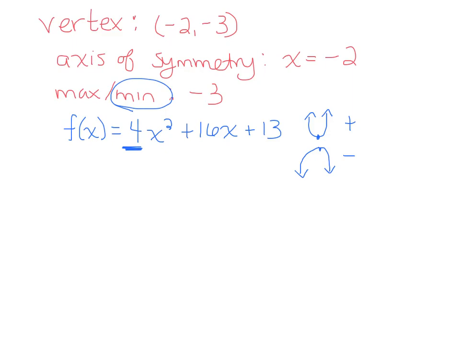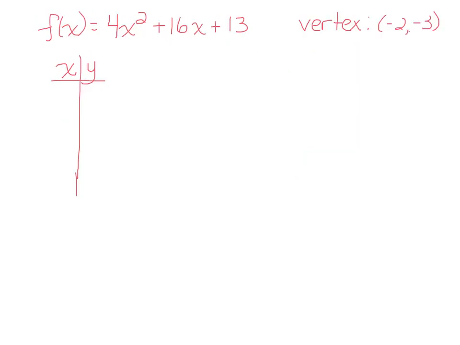Now let's graph this parabola. We'll use a few points on either side of our vertex to help us graph. We know the vertex, so we can use that as one of our points. Now let's pick points on either side of the vertex. We could have a point as negative 3 and negative 1.